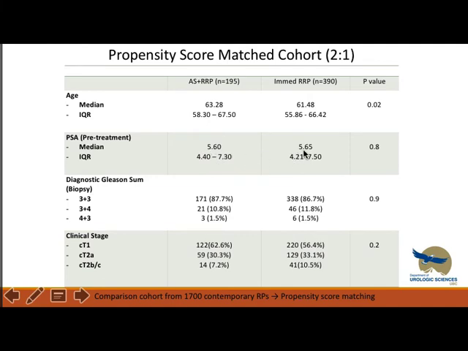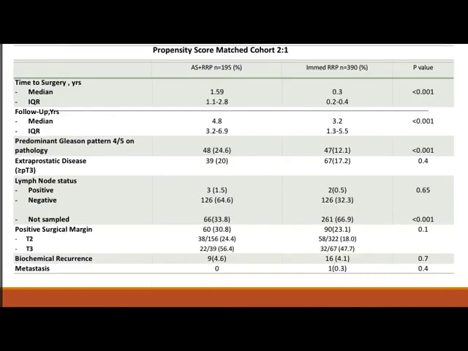Clinically, their PSAs are almost identical, their Gleason scores are identical, their clinical stages are identical. But this is at the outset, remember, so this is the day they get diagnosed and go on to either active surveillance or radical prostatectomy, so it doesn't take into account the progression biopsy.